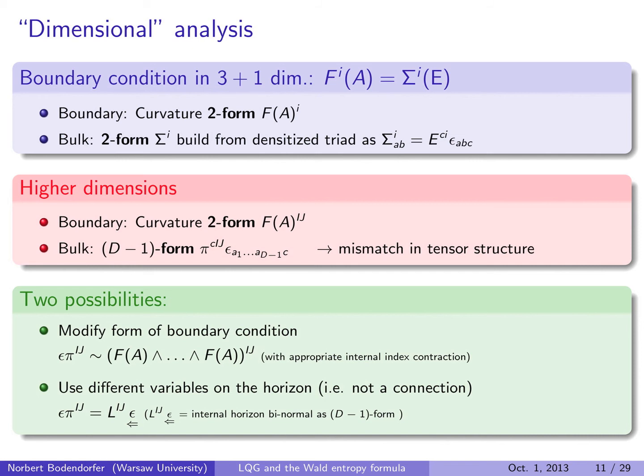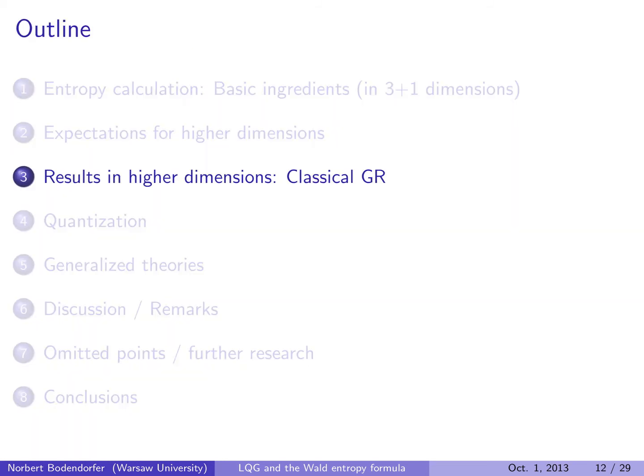Okay, so those are the possibilities we have. So here I'm essentially done with formulating our expectations for higher dimensions, and we will go on now to the third part of the talk, which are the precise results in classical GR.